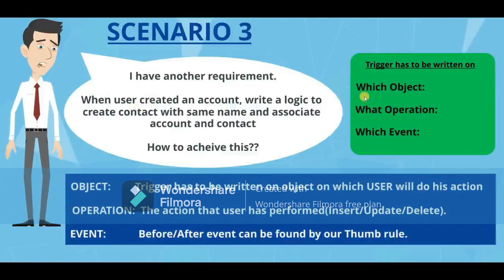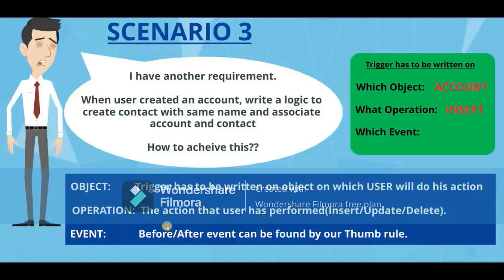Now we need to understand on which object the trigger has to be written, with what operation and which event. We can determine that by using this text here. So which object? The trigger has to be written on the object on which the user will do his action. In this scenario, the user is creating an account and we need to write this logic to create a contact. So the object would be account. Now what operation? The operation here is the action that the user has performed. Here the user is creating an account, which means insert operation. So the operation would be insert.